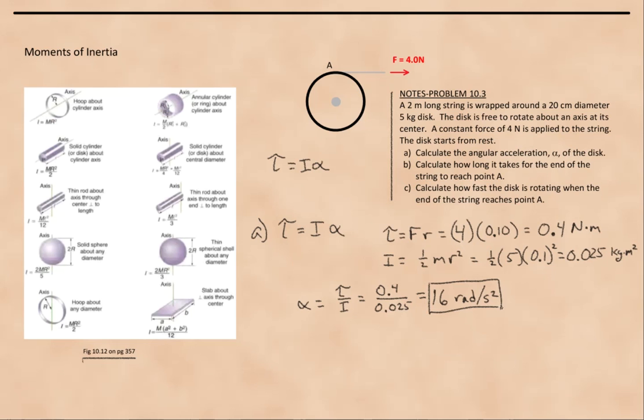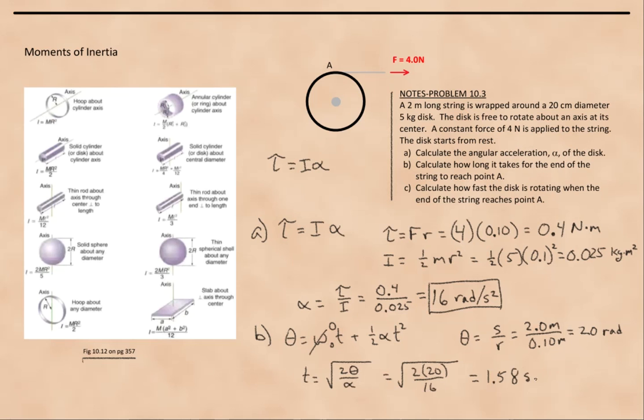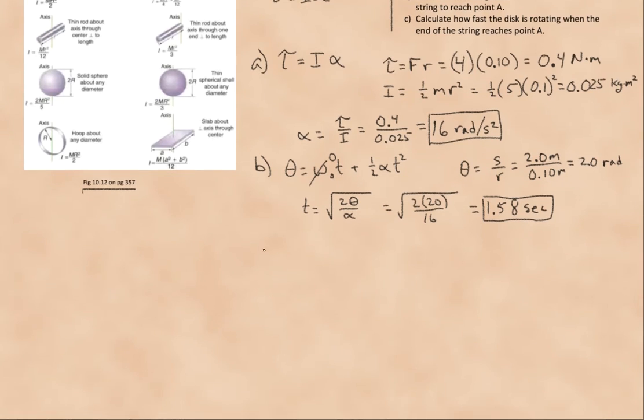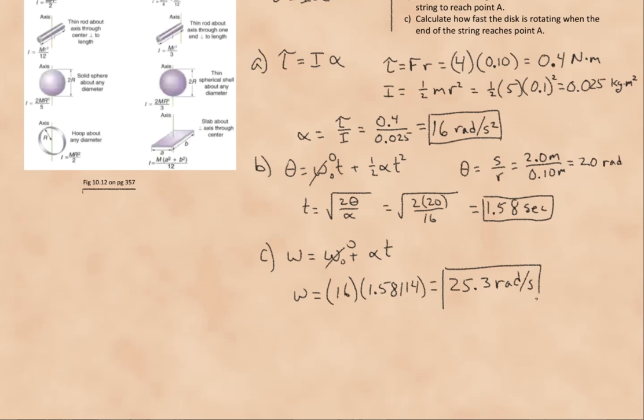B. Calculate how long it takes for the end of the string to reach point A. C. Calculate how fast the disk is rotating when the end of the string reaches point A. I solved part C using rotational kinematics equations, but it can also be solved using the work energy theorem if we know what the kinetic energy of a rotating object is. We will cover this in the next section.